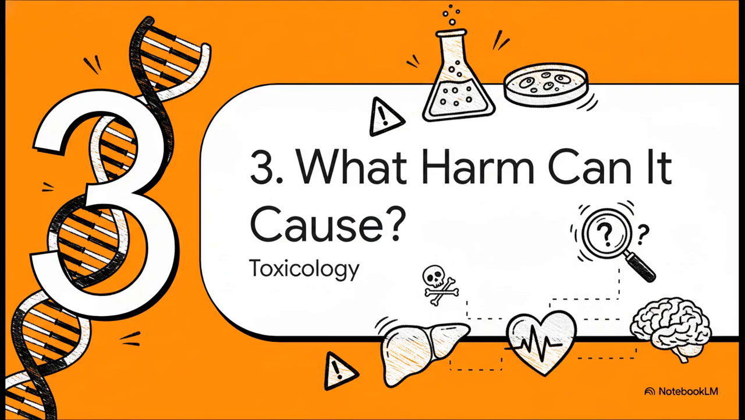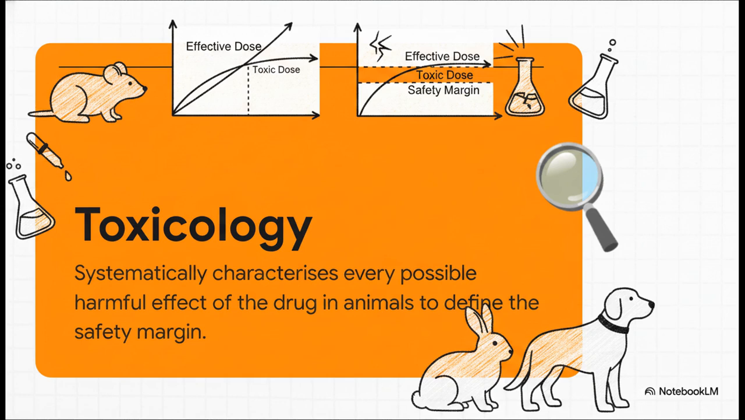Okay. So we've shown it works, and we know how the body handles it. Now we get to the big one, the largest, the most expensive, and the most time-consuming part of Module 4. We have to answer, with as much detail as possible, what harm can it cause? Welcome to toxicology. With toxicology, our job is basically to try and break the drug. Seriously. We intentionally give animals increasingly high doses over different lengths of time to find out what can go wrong and at what level. The whole point is to define that all-important safety margin, the gap between a dose that helps and a dose that harms.